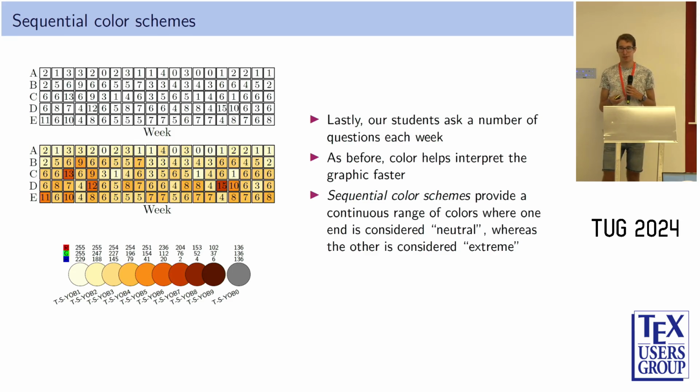But this time, the question is, what is a neutral amount of questions? It certainly doesn't make sense to just take the average of the number of questions as a neutral amount, because the best possible definition that we could probably come up with is that 0 is considered neutral because it's the baseline where everyone starts in each week, and then it just gets more extreme from there the more questions they ask. And that's why we use a sequential color scheme, where one end of the range is considered neutral and the other is considered more extreme.